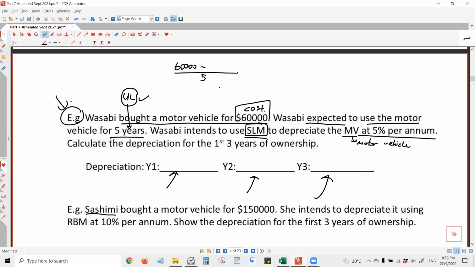From this question, I want you to learn that the residual value can be 0. That means at the end of the useful life, you think that nobody would buy it. That's why residual value is 0. So when it's not given, it's 0. So the answer is 12,000 each year.